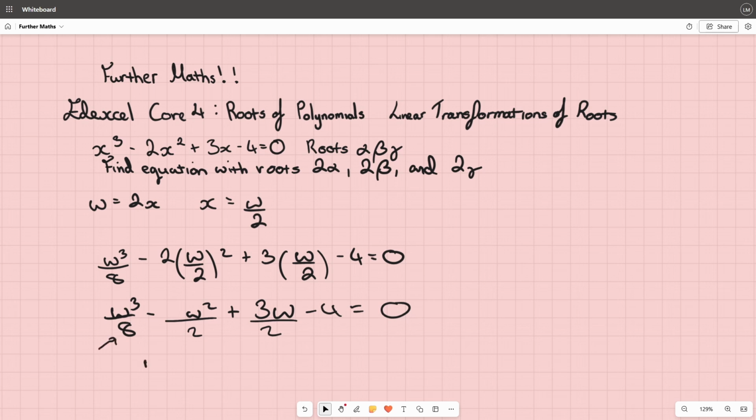So then we end up with w cubed minus 4w squared plus 12w minus 32 is equal to 0. And that is the equation with roots 2 alpha, 2 beta, and 2 gamma.